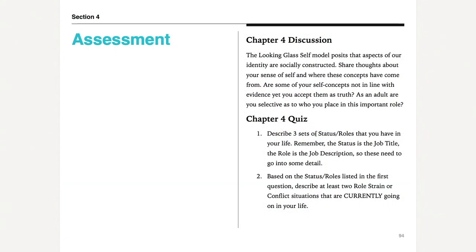So here we go into the other assignment. We have a discussion. I want you to look at the looking glass self and talk about some of who you are and what I've just been talking about, and share some thoughts about your sense of self. Where did these concepts come from? Did they come from members of your looking glass self? Likely many of them did.